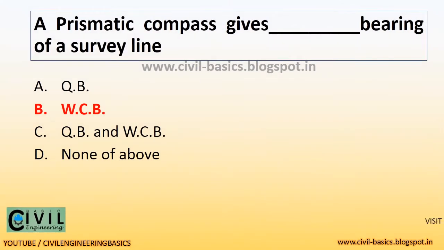A prismatic compass gives whole circle bearing of a survey line.